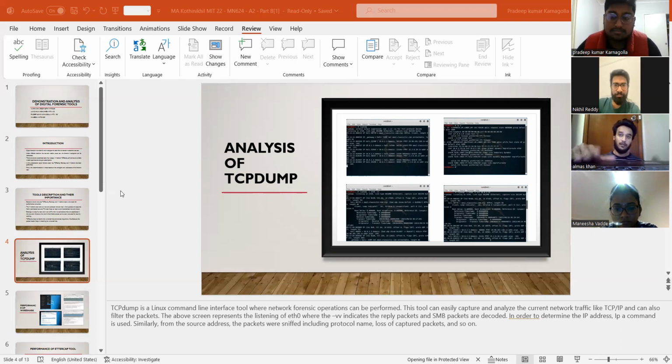So on the screen, you can see the listening of each interface, where the -vv option indicates the reply packets and SMB packets are decoded. In order to determine the IP address, a command is used. Similarly, for the source address, the packets were sniffed, including protocol names, loss of captured packets, and so on. Can you go to the next slide?